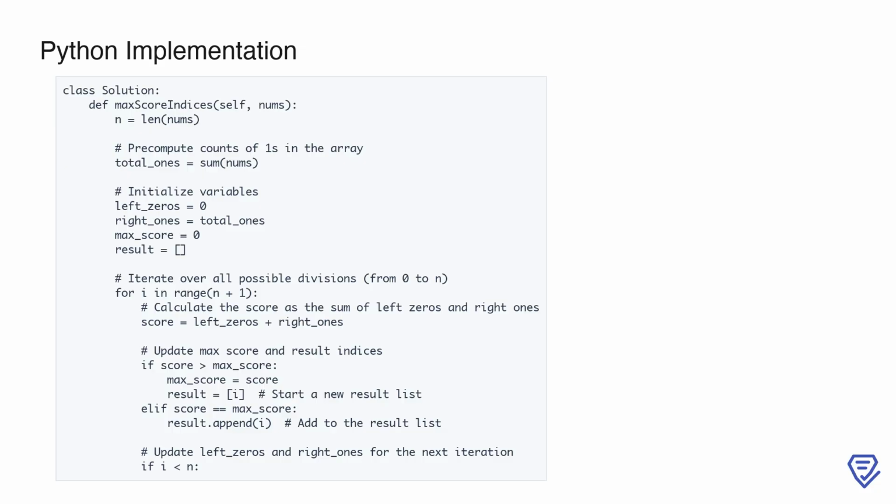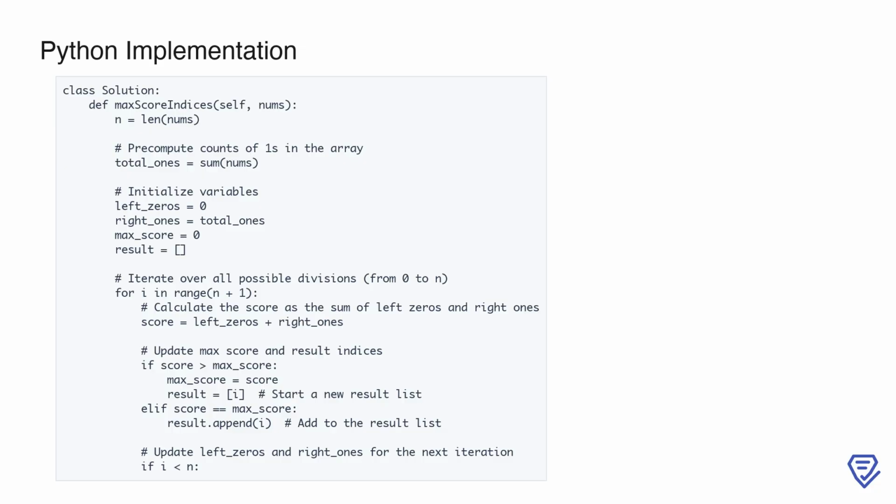Here, we are implementing the solution to find all the division indices in a binary array that yield the highest score. We start by defining the maxScore indices method inside the solution class. The first step is to calculate the total number of ones in the input array, nums, using the sum function. This helps us keep track of how many ones are present in the entire array, which will be useful as we iterate. Next, we initialize several variables, left_zeros to count the zeros on the left side of a division, right_ones to represent the count of ones on the right side, initially set to total_ones, max_score to track the highest score encountered so far, and result, which will store all indices that achieve this maximum score.